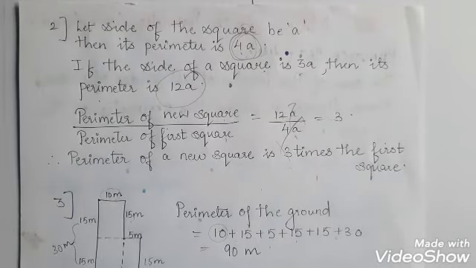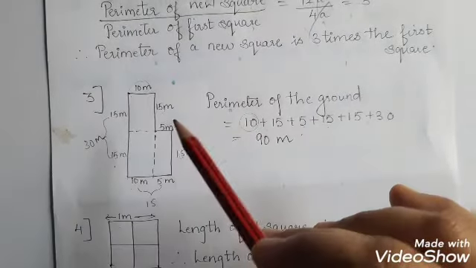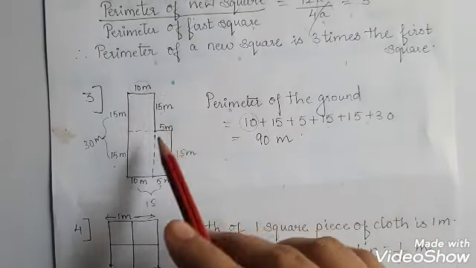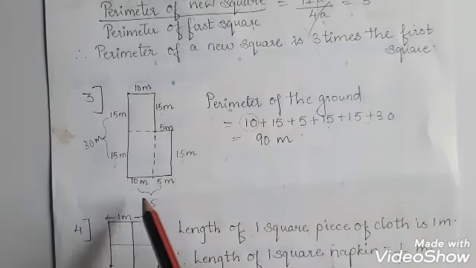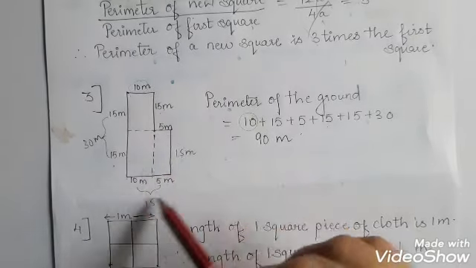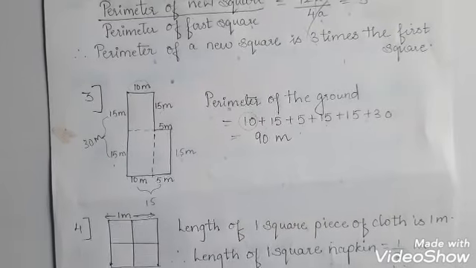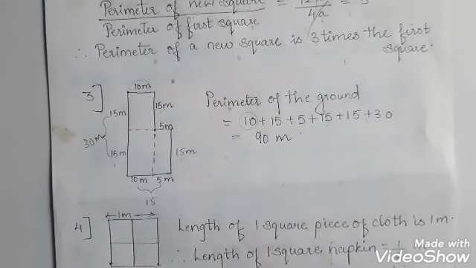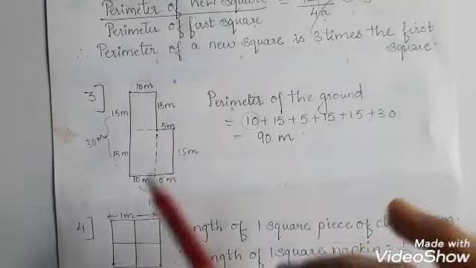Okay. Next, the third one. In the third question, the figure is given, and we have to find the perimeter of a playground. This is a diagram of a playground, and they have given us the measurements. With the help of the given measurements, we have to find the perimeter of the ground. So what we have to do, we have to add them all.